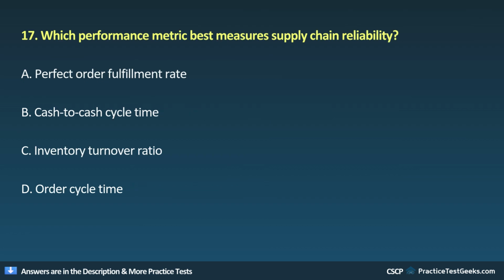17. Which performance metric best measures supply chain reliability? A. Perfect order fulfillment rate. B. Cash-to-cash cycle time. C. Inventory turnover ratio. D. Order cycle time.